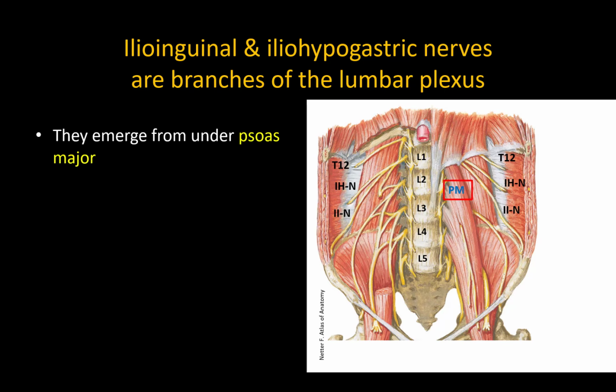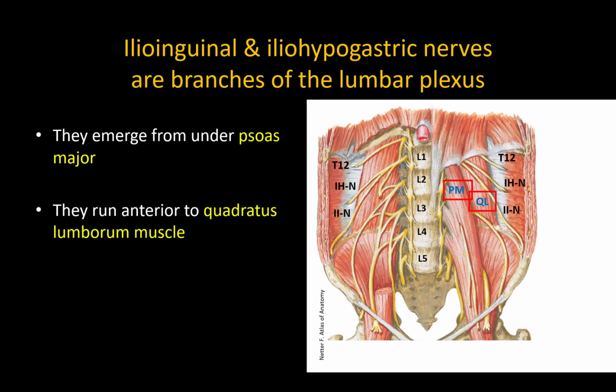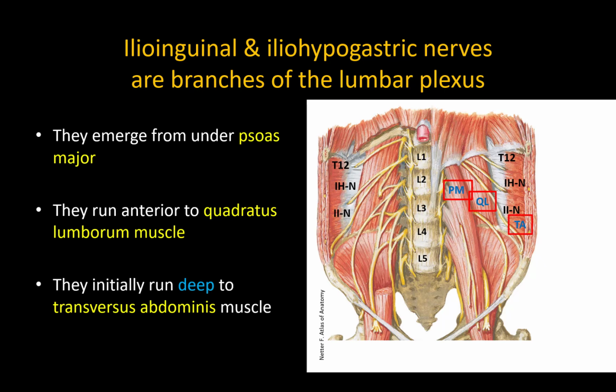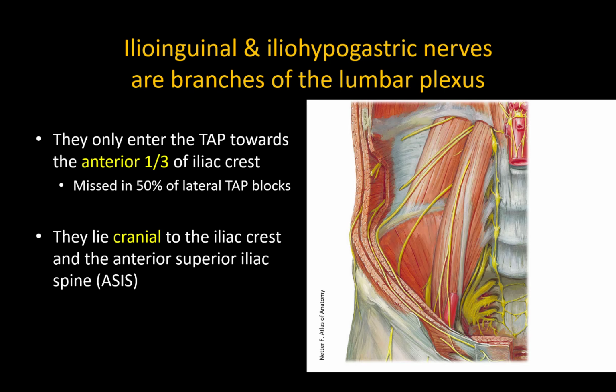They emerge from the lateral border of psoas major, run over the anterior surface of quadratus lumborum, and continue traveling on the deep surface of transverse abdominis muscle. Both nerves only enter the plane between transversus abdominis and the internal oblique, the so-called TAP plane, in the region of the anterior third of the iliac crest, at a point anterior to the mid-axillary line. As a result, they may not be consistently covered by lateral or posterior TAP blocks and should be specifically located and targeted.